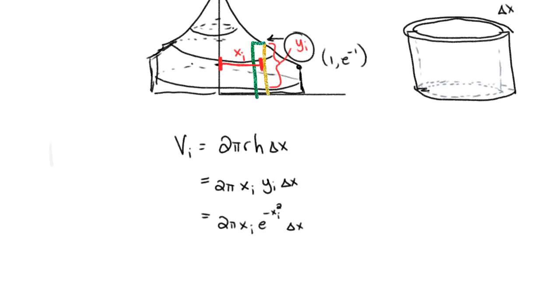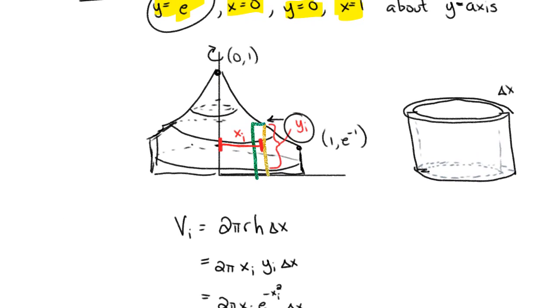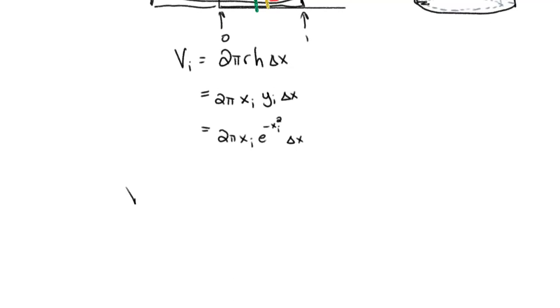And now I'm ready to take the volume again. When you do this volume, you're doing these slices from x equals 0 to x equals 1. So the total volume will be the integral from x equals 0 to x equals 1, 2 pi x e to the negative x squared dx.